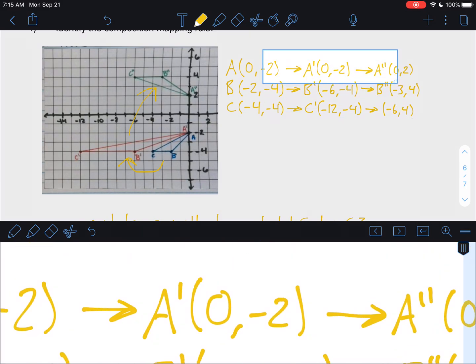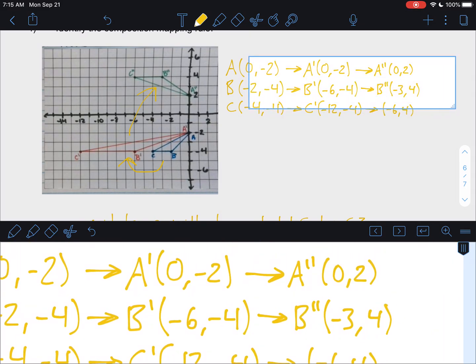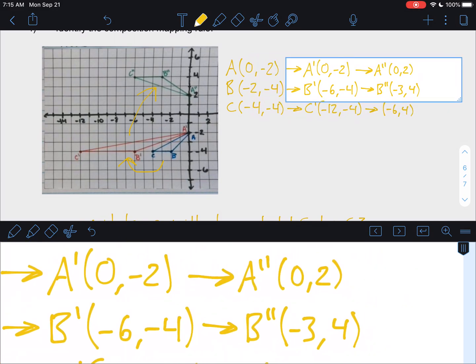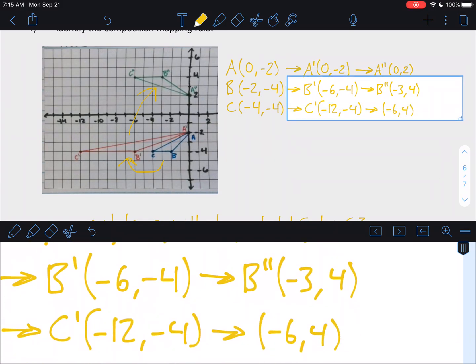Okay, so now let's look at our patterns that we have here. From A prime to A double prime, the X value didn't change, but the Y value went from negative to positive. And it looks like the Y value did the same thing with the B and the C. It went from negative to positive. And the X value with the B and the C looks like it went from -6 to -3, and then -12 to -6. So it looks like both of those were halved.